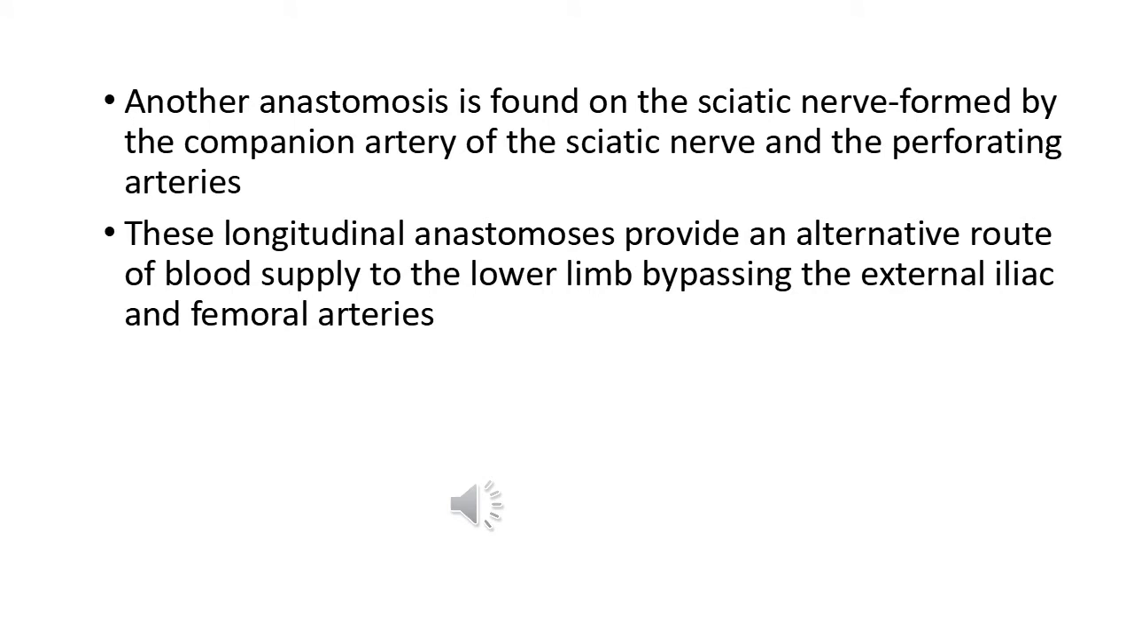In addition to the above anastomosis mentioned, another anastomosis is also found on the sciatic nerve, which is formed by the companion artery of the sciatic nerve and the perforating arteries. So the next question, what is this companion artery? The sciatic nerve is accompanied by a small companion artery, which is a branch of the inferior gluteal artery. This artery runs along the sciatic nerve for some distance before sinking into its substance. So there is an anastomosis existing between this companion artery of the sciatic nerve and the perforating artery.